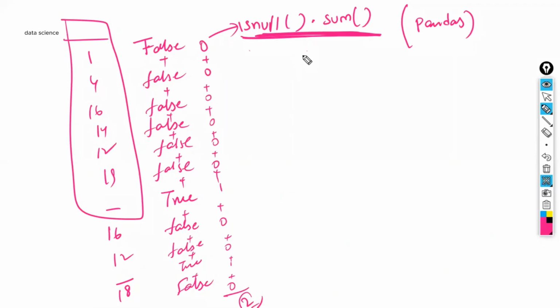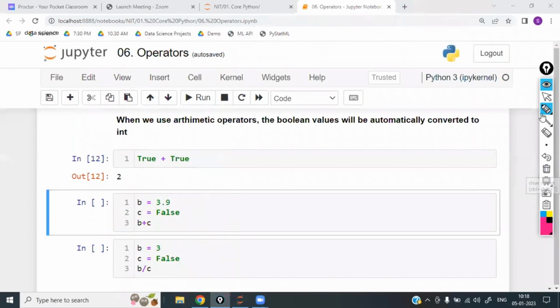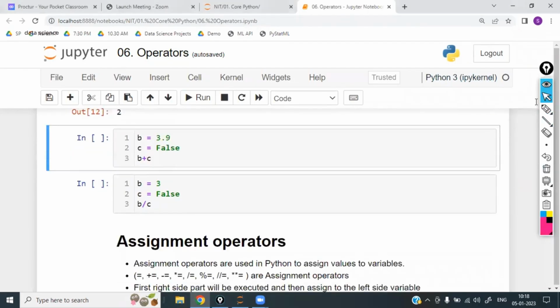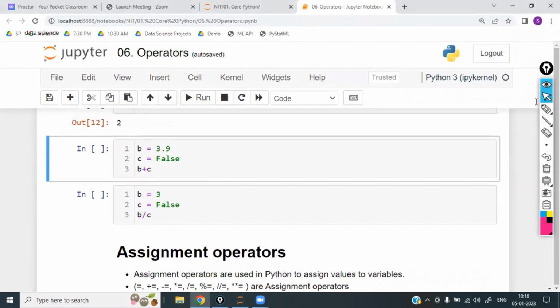Right? So whenever you are working with arithmetic operators, when there is an arithmetic operator, automatically the boolean will be converted to int. Right? So here B is equal to 3.9, C is equal to false, B plus C. B plus C means 3.9 plus false. Plus false means automatically it will be converted to an int, that is 3.9 plus 0, which is 3.9.